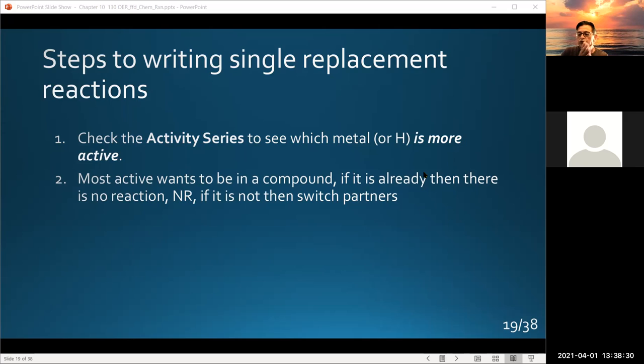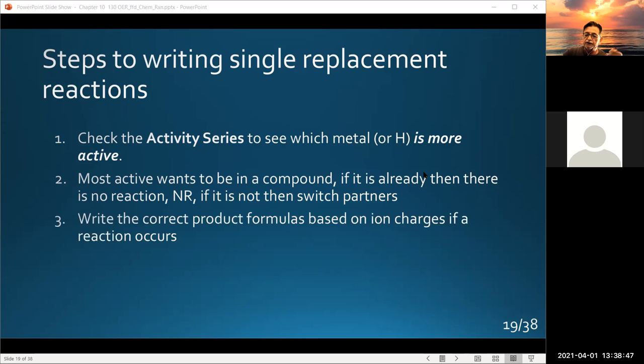And then the most active metal wants to be in the compound form. If it's already in the compound form, then there's no reaction, as I stated, and we write the letters NR, meaning no reaction. The partners are not switched. But if it's not in ionic form, then the reaction proceeds.